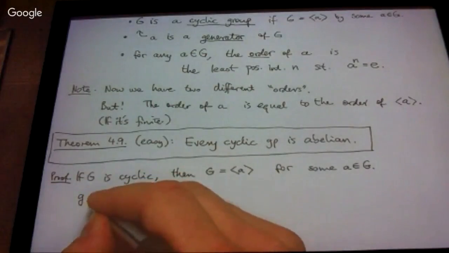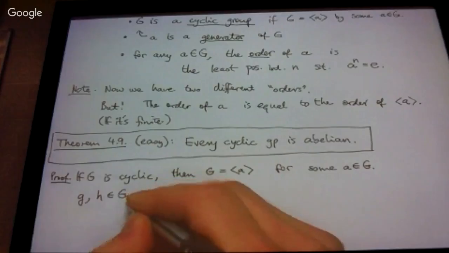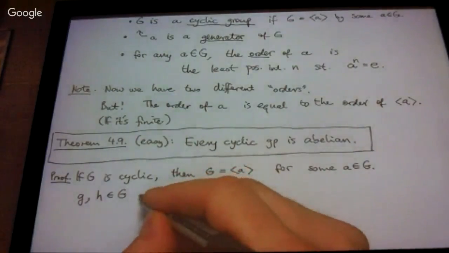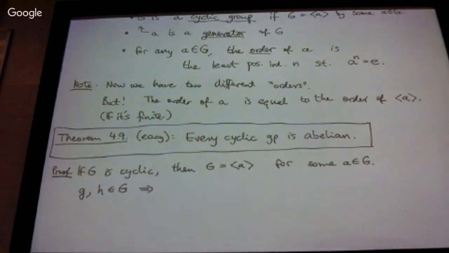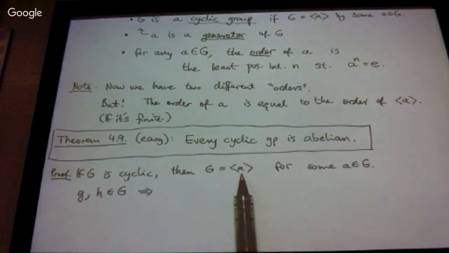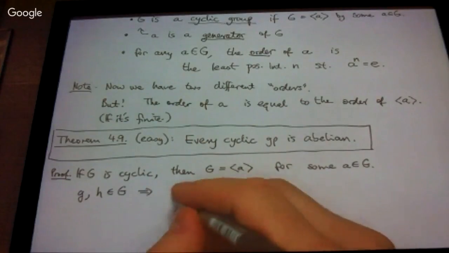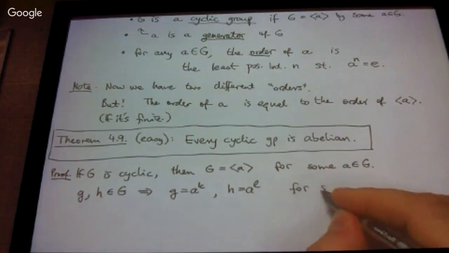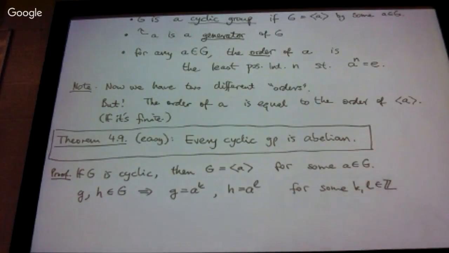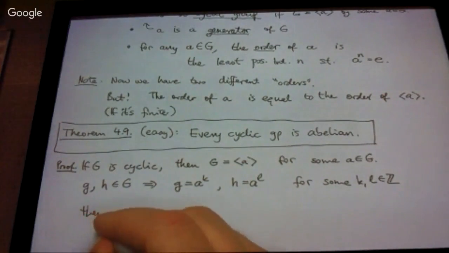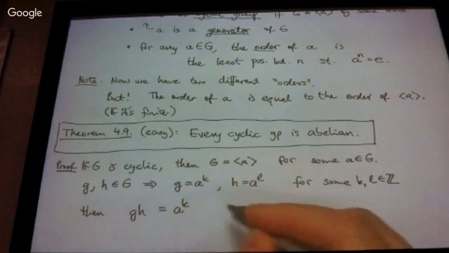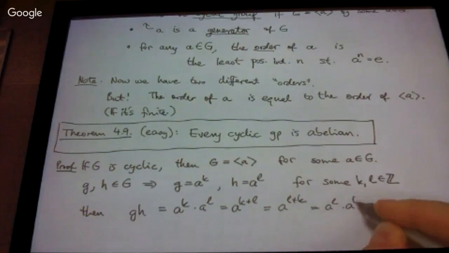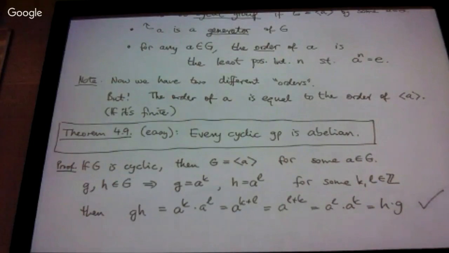Then if G and H are in G, we're trying to prove that if I do G times H and H times G, I always get the same in both cases. Because G is just A multiplied with itself, this means that G is A to the K and H is A to the L for some integers K and L. Then G times H is A to the K times A to the L, which is A to the K plus L, which is A to the L plus K, which is A to the L times A to the K, which is H times G. End of proof.